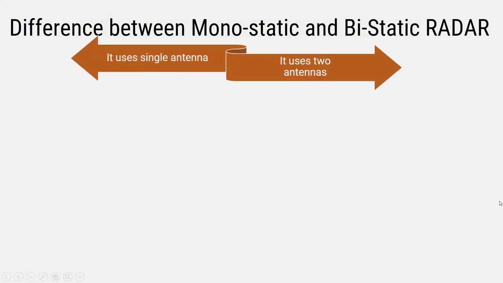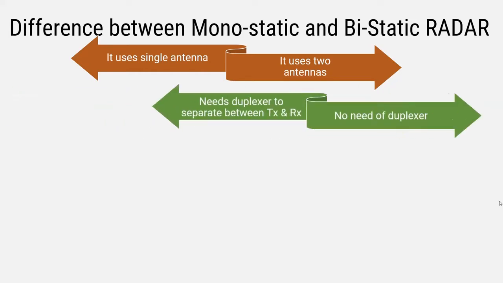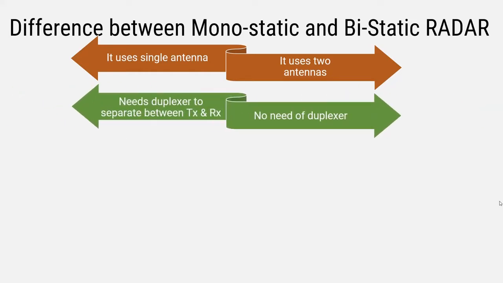So as we have already seen, monostatic radar systems contain only a single antenna, whereas bistatic radar systems contain two antennas, one for transmitting and one for receiving. So in monostatic radar systems, the duplexer takes care of the separation between transmitting and receiving signals. In bistatic radar system, there is no need for the duplexer, since the transmitter and the receiver are going to have their own antennas for the signals to be transmitted or received.